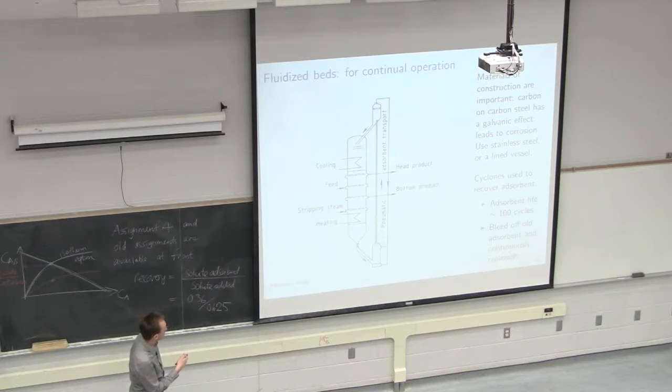The solid, now heated, goes down here, gets pumped back up to the top and recirculated. So your bed is moving around in this particular example. Okay, and you can do that several times. You'll use cyclones to recover the solid separated from the vapor.